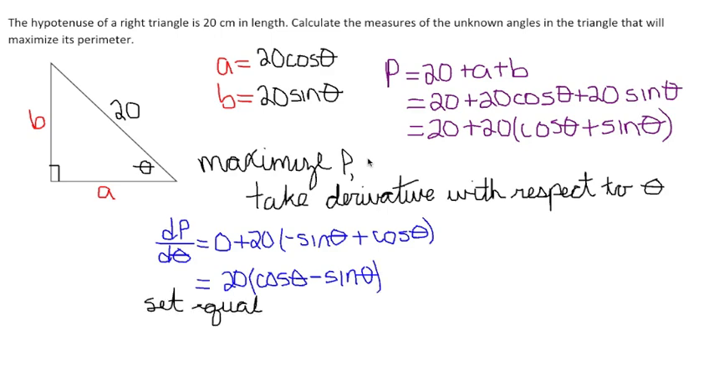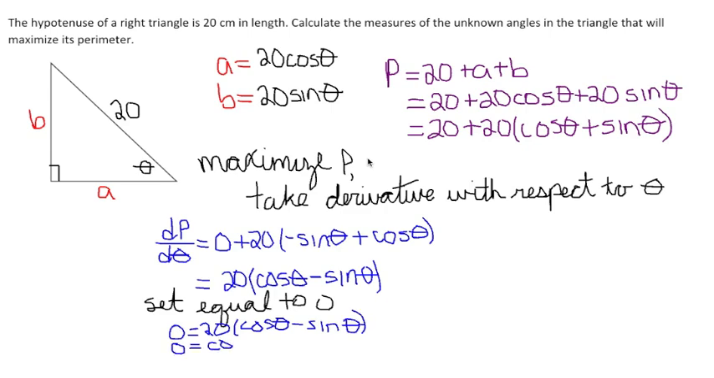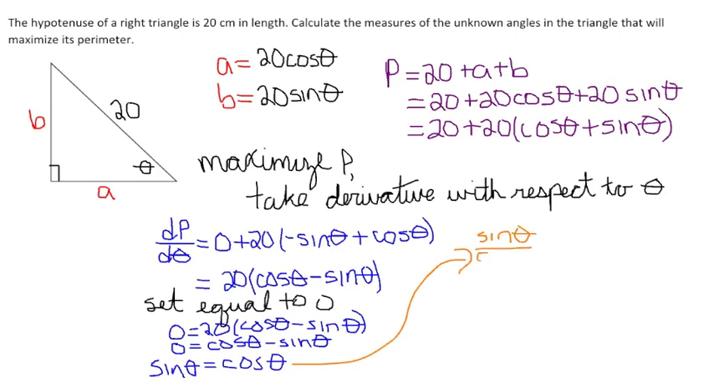Now, because we're trying to maximize or minimize, we want to find that turning point, so we're going to set the derivative equal to 0. So it's going to give us 0 equals 20 times (cos theta minus sine theta), which is going to give us 0 equals cos theta minus sine theta, which then gives us sine theta equals cos theta. I'll divide both sides by cos theta, so I get sine theta over cos theta is equal to 1.